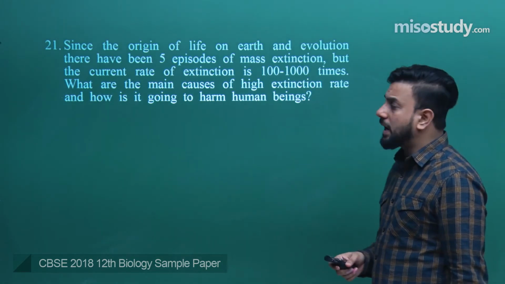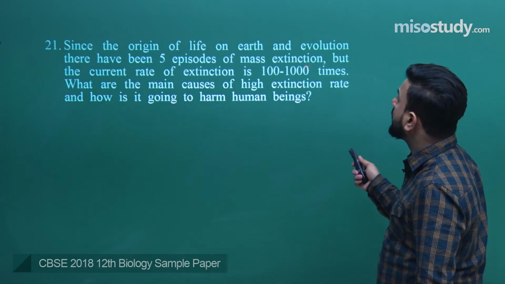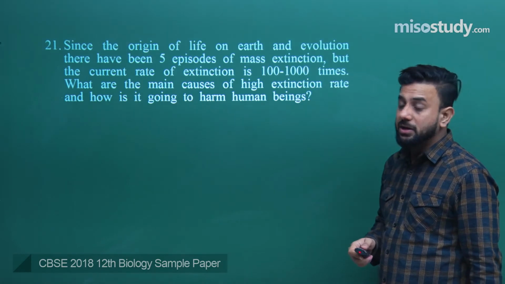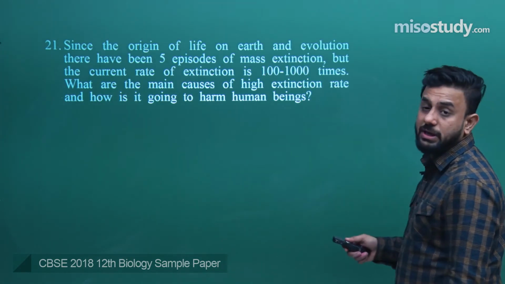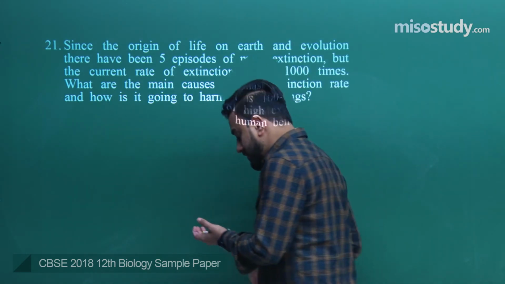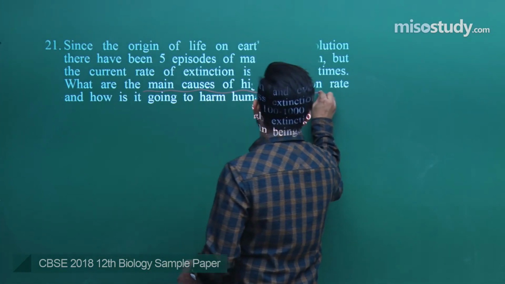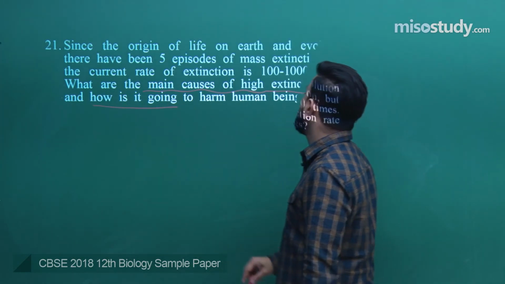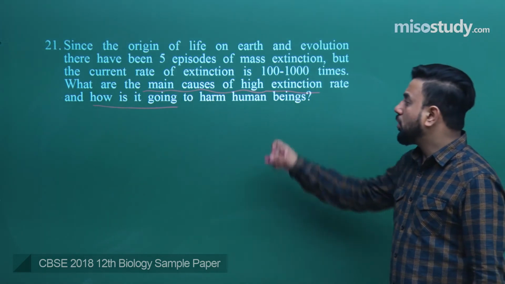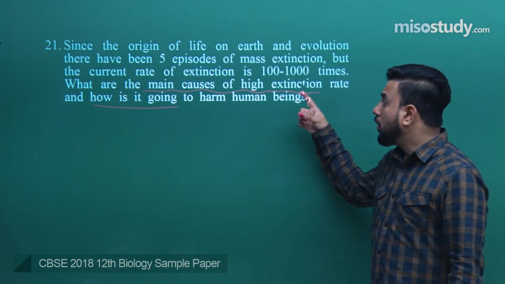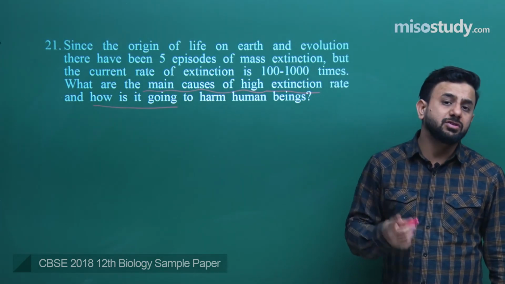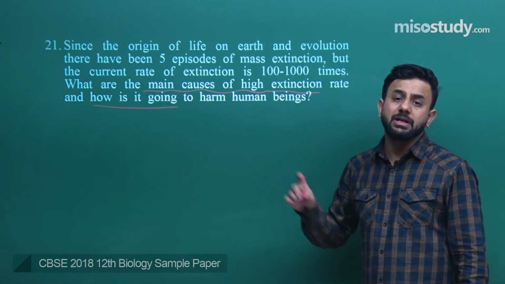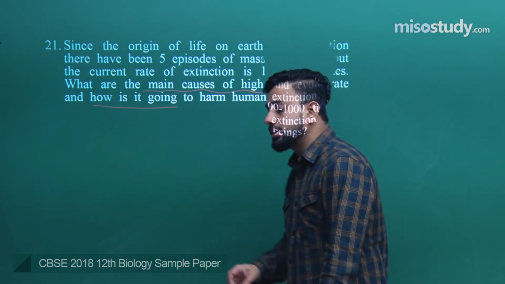First is just an introductory line. It is saying that since the origin of life on Earth and evolution, there have been 5 episodes of mass extinction, but the current rate of extinction is 100 to 1,000 times. Now it is asking you the main causes of high extinction rate and how is it going to harm the human beings. So what are the causes of extinction and how will it affect the human beings? Those are the 2 main modalities this question wants answered. And again, remember that this is a 3-mark question, so we have to answer to the point.